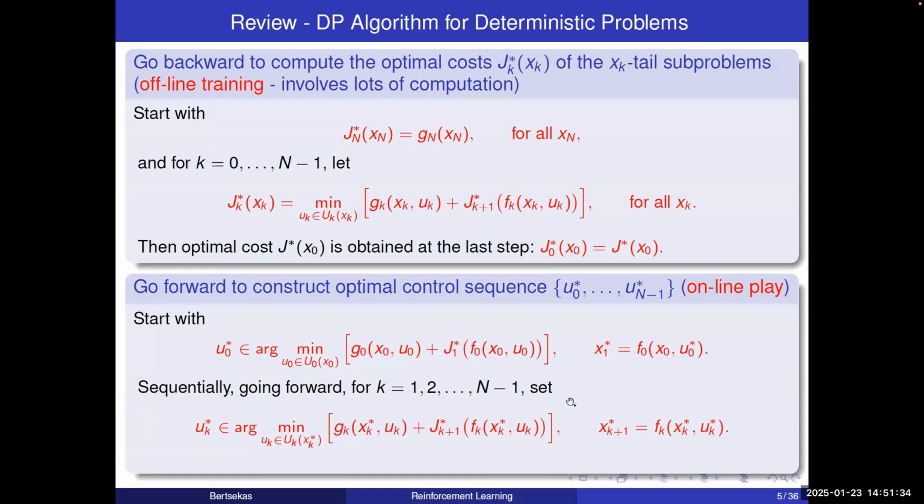And the thing to notice here is that there's a tremendous amount of computation. All these tail subproblems have to be solved for all possible states. And the states can be a very, very large number, an infinite number of states perhaps. So this algorithm is practically infeasible for problems of any substance in the absence of favorable structure. And the object of reinforcement learning is to simplify this computation.